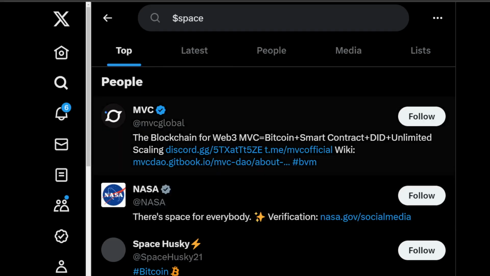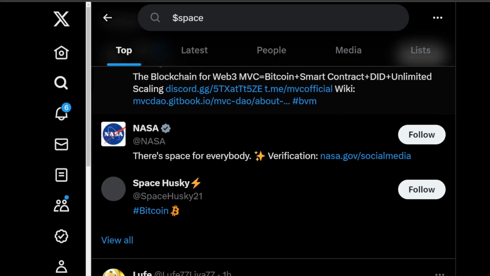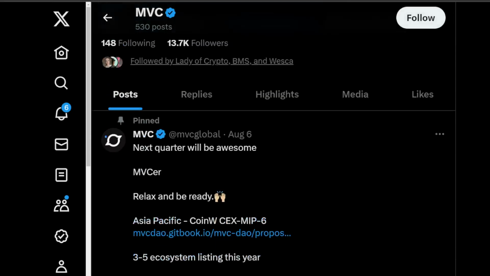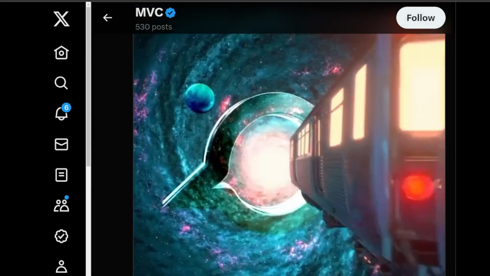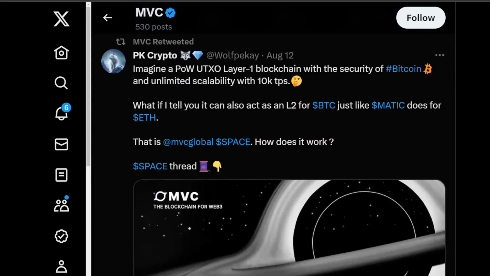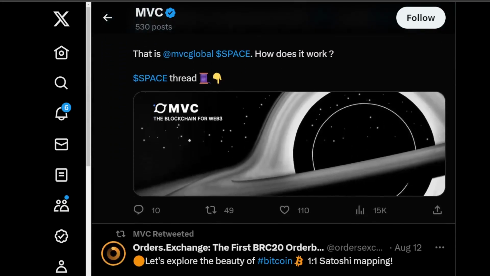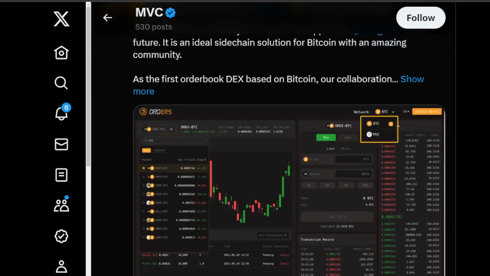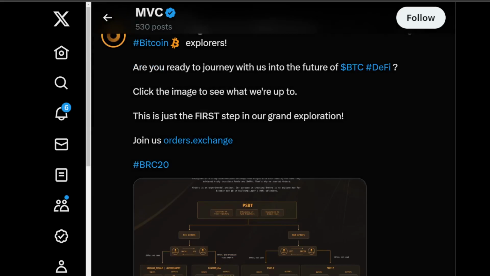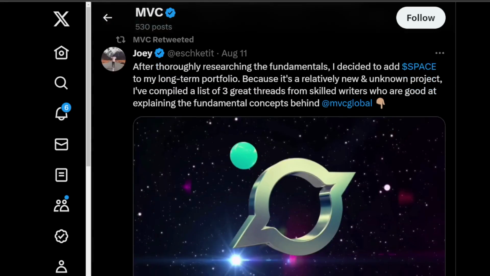What's going on on their Twitter account? Space. Let's see. MVC space. Right here, blockchain, lots of things happening. Token, Singapore, imagine, proof of work, UTX. This is the thing. This is the bread and butter, the UTX model, Bitcoin's architecture with proof of work and smart contract. That's it. That's amazing.